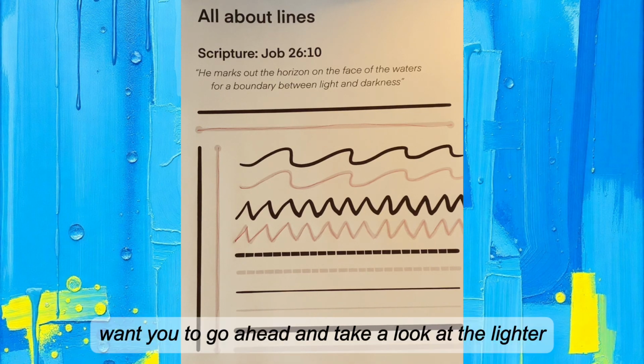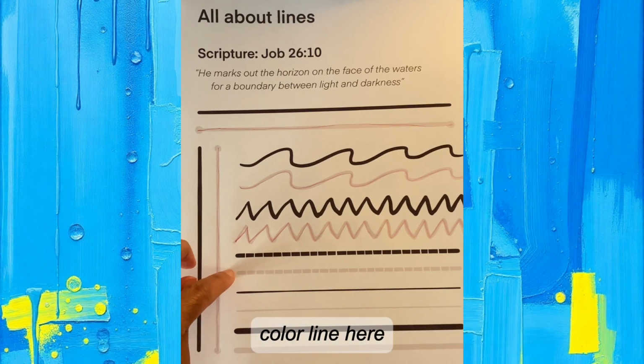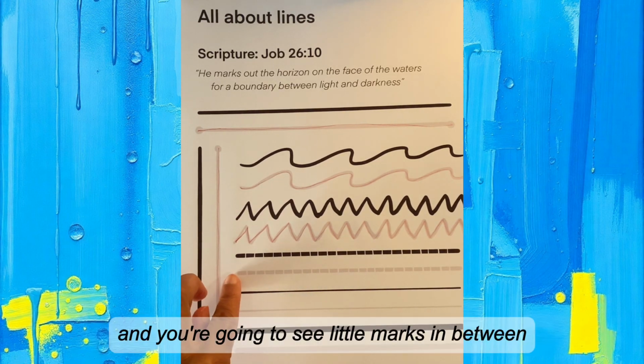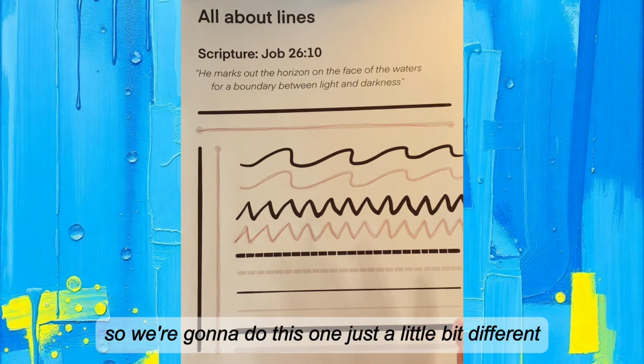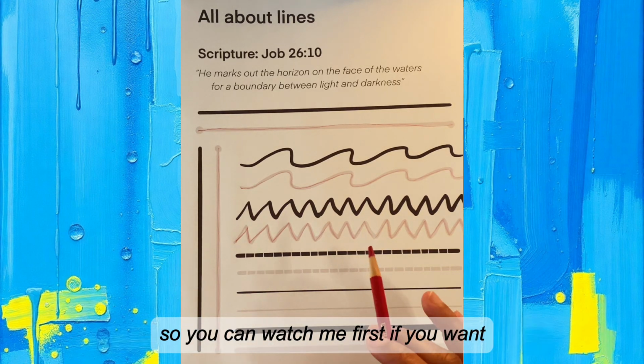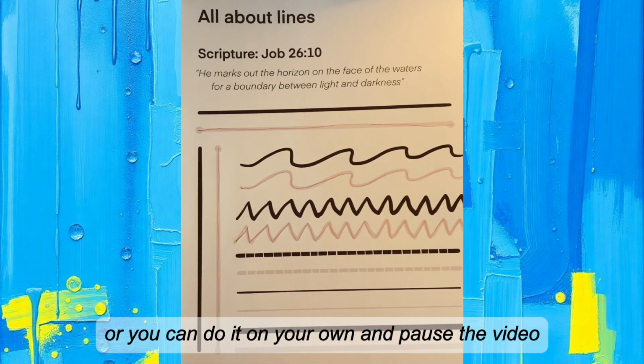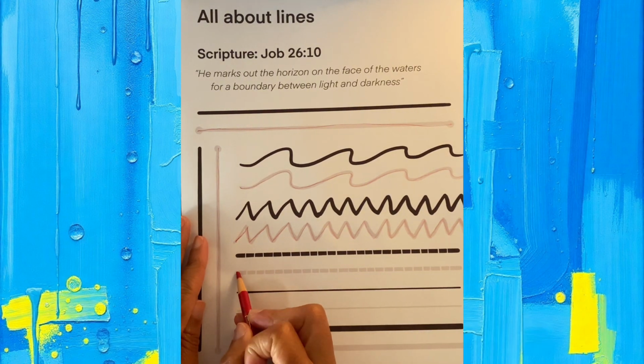So I want you to go ahead and take a look at the lighter color line here. And you're going to see little marks in between white spaces that just shows the breaks in the line. So we're gonna do this one just a little bit different. So you can watch me first if you want, or you can do it on your own and pause the video. All right, let's go.